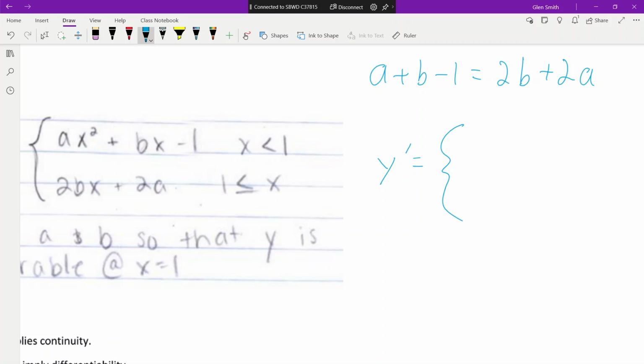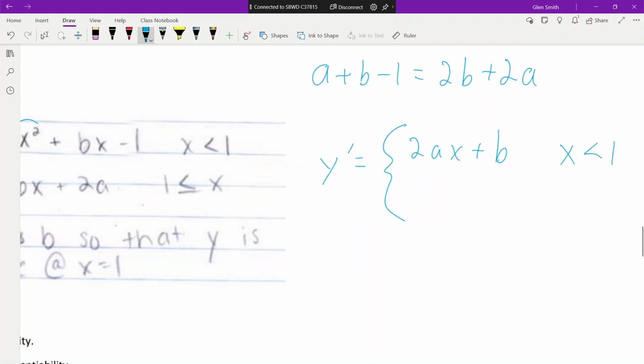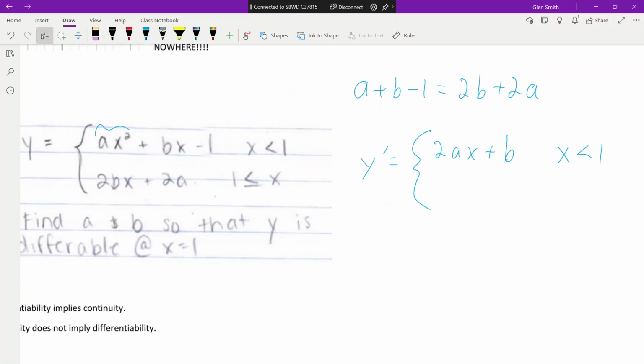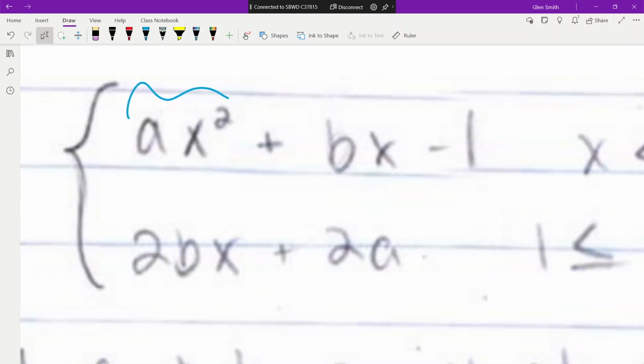Now, this is weird to differentiate with these a's and b's, but remember, a and b are just numbers. We're deriving x. So the derivative of ax squared is 2ax. The derivative of bx is b. The derivative of minus 1 is 0. So that has to be the derivative of that piece. Is that okay? The derivative of the second piece. Think about it for a second. Look at it. Think in your head, what could it be?